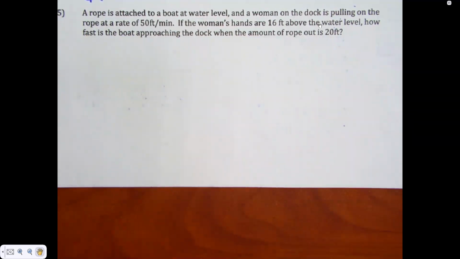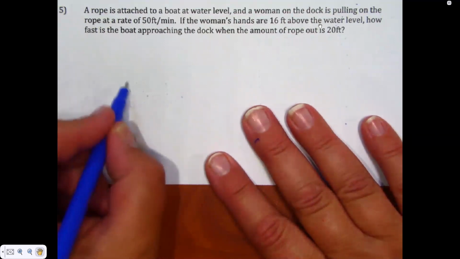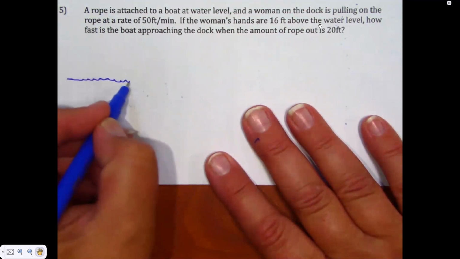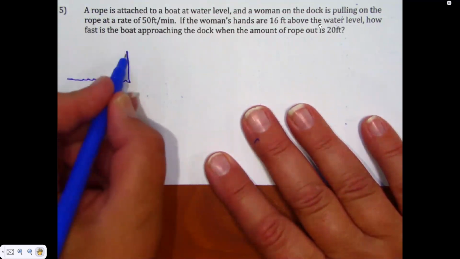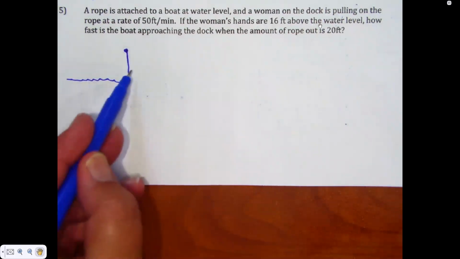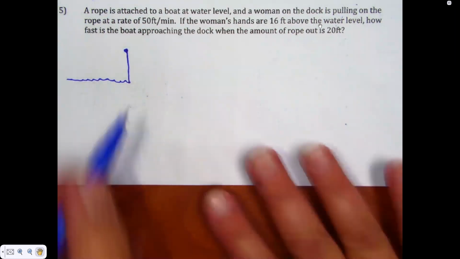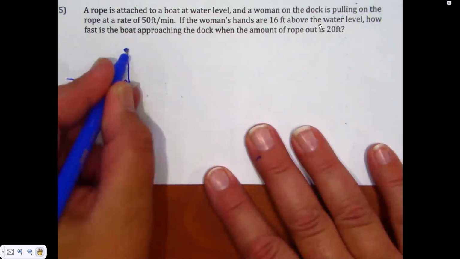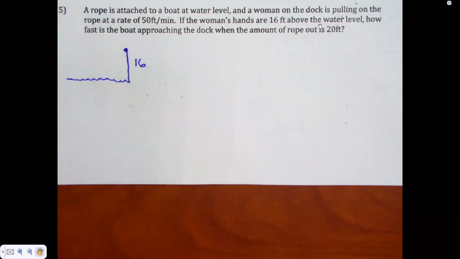Okay. So we have this boat, and remember, they're going to give us water. We got this lady standing on a dock, and her hands or whatever is 16 feet up. So this is where the rope is. She's standing on a dock plus her body height up to her hands where she's pulling. Do you see how that is 16 feet? She's standing on wherever, to her hands is 16 feet. Can we see the picture?